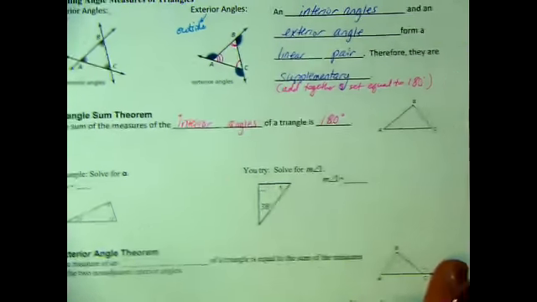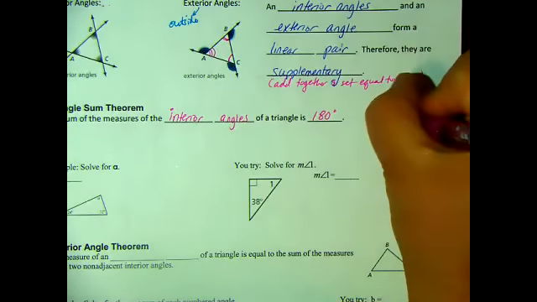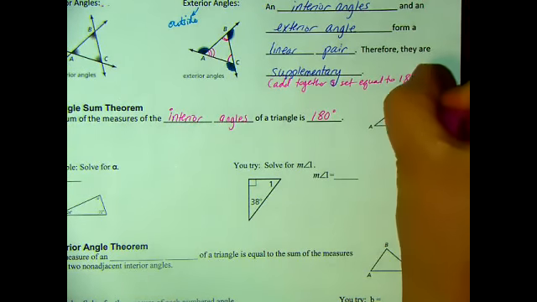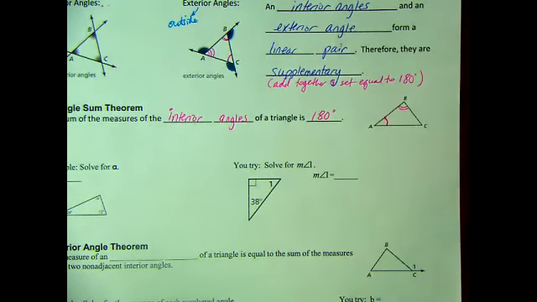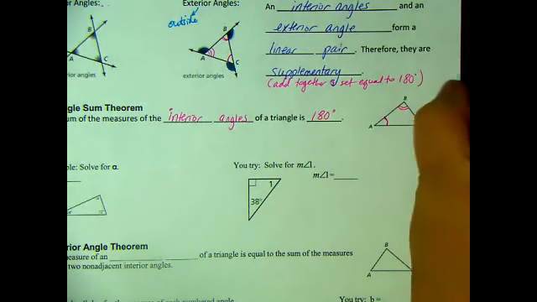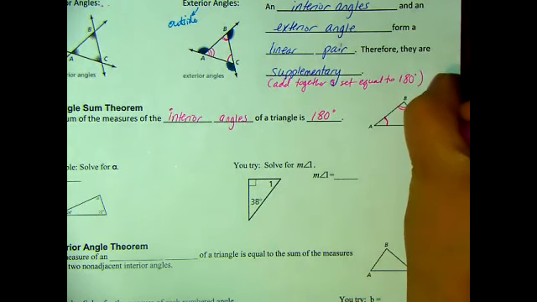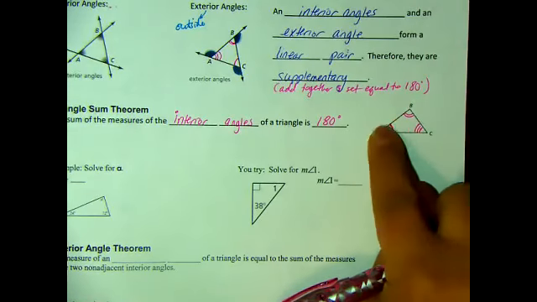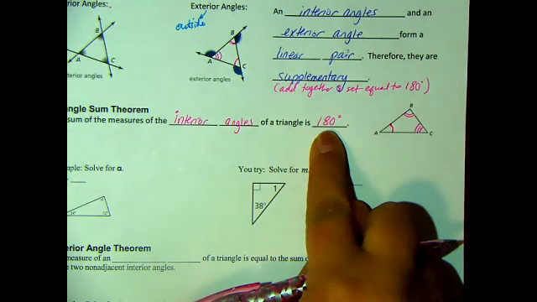Okay, which means that if I take the measure of angle A here and I add it to the measure of angle B, and then I add that to the measure of angle C, these three angles added together will equal 180 degrees, or your measurements are wrong.